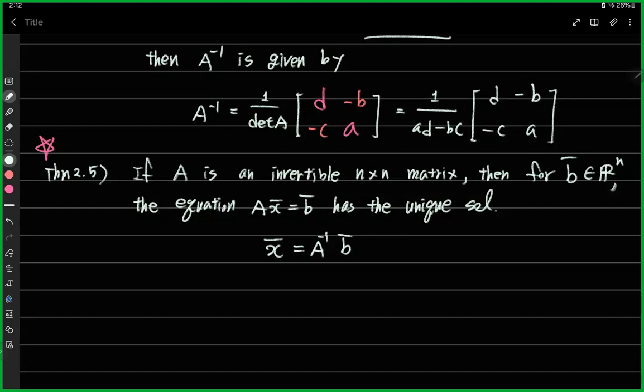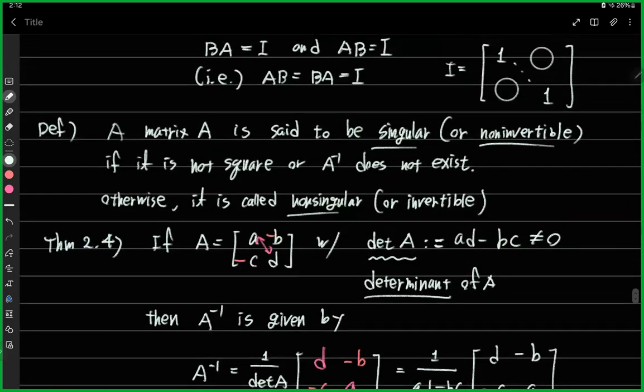That's another issue too. We need to figure out the existence of the inverse matrix. Sometimes the matrix does not have an inverse matrix. That's called what? A singular matrix, right?